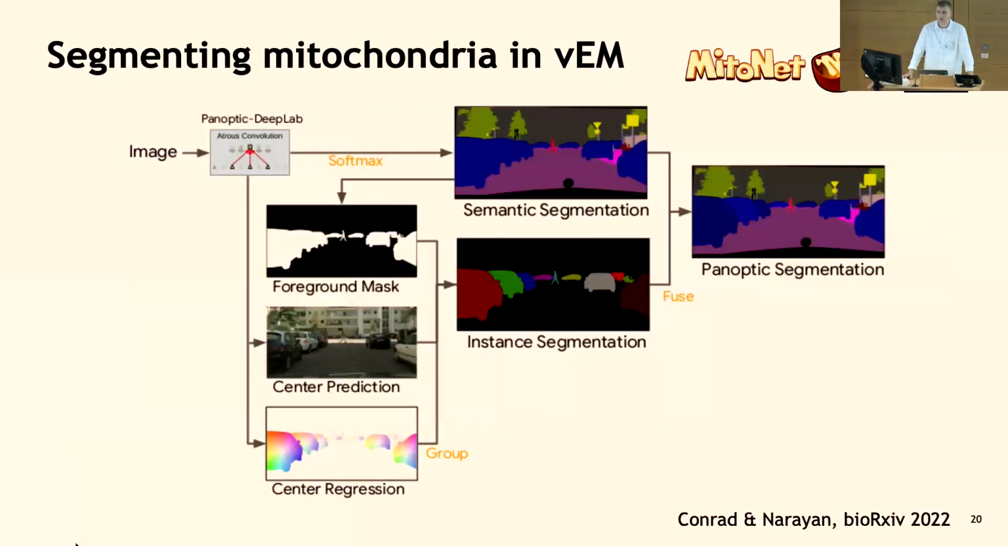The next step is to segment the mitochondria in the volume electron microscopy. And to do this, we leverage the MitoNet deep learning model, which is based on the Panoptic-DeepLab architecture. Panoptic segmentation essentially combines two types of segmentation, that's semantic and instance segmentation. And for those that don't know, semantic segmentation is essentially delineating pixels in the image into classes, whereas instance segmentation is delineating objects within images.